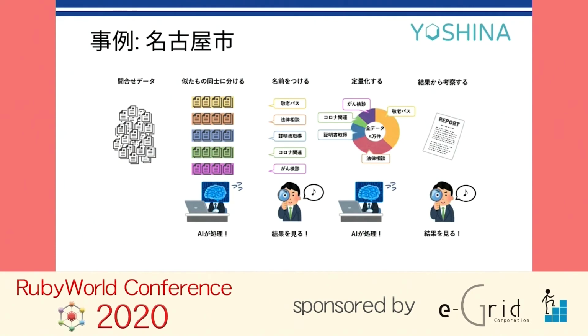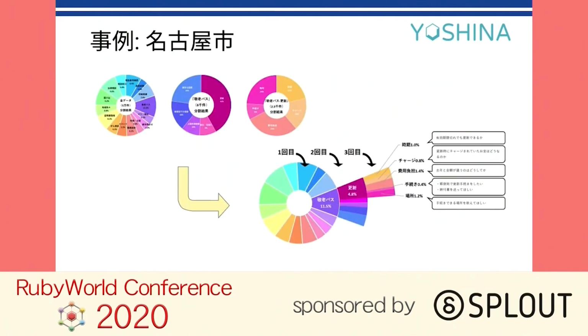Say, senior citizens pass or legal consultations. So these are topics. And then we quantify based upon the number of the data and report the results. And furthermore, as for the senior citizens pass, we can offer deeper analysis, and then the renewal of the senior citizens pass. And then you can see deeper and deeper analysis.